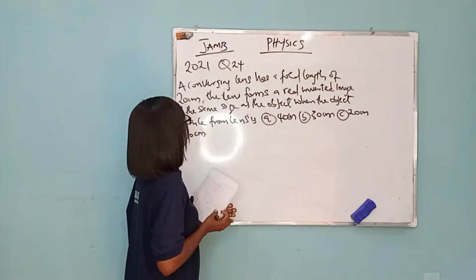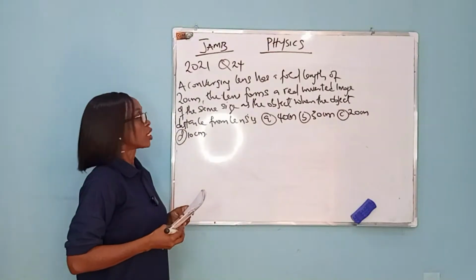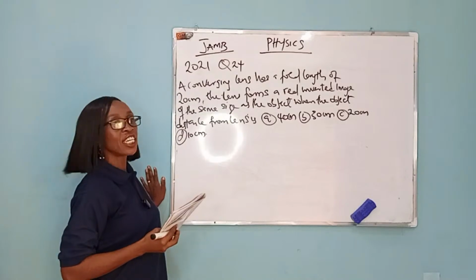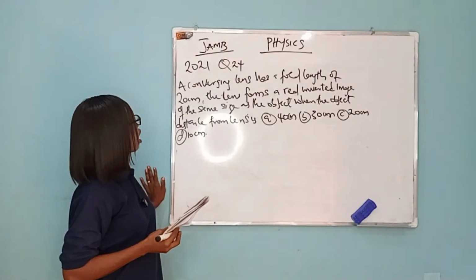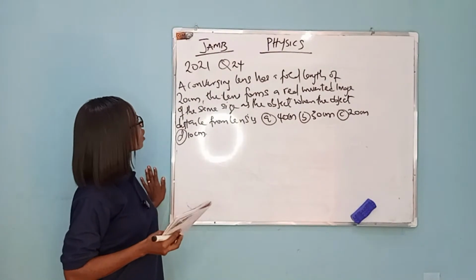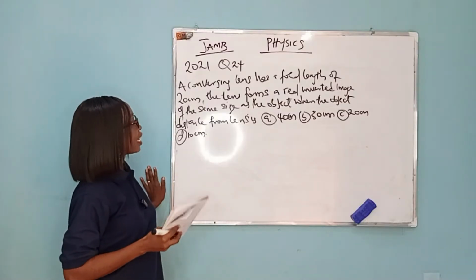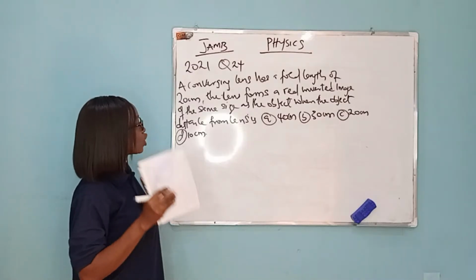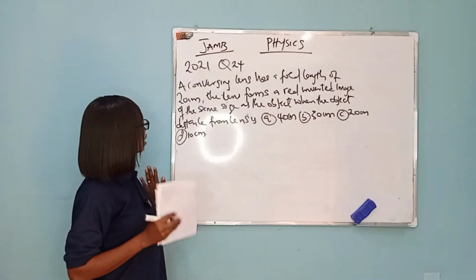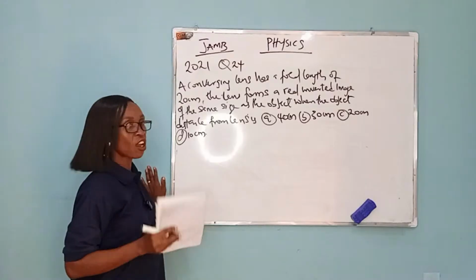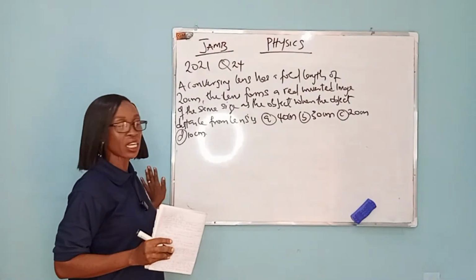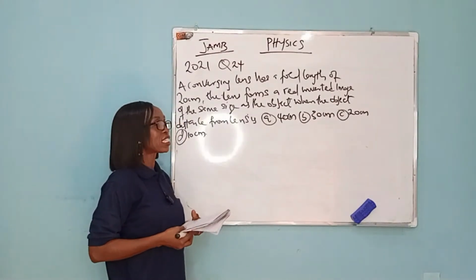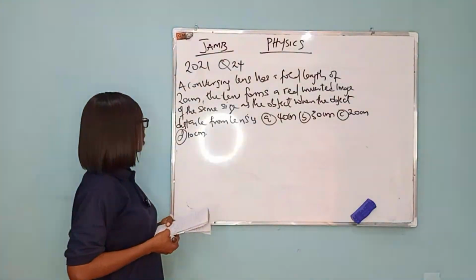Okay? Now, I read the question again. Question number 24 in the year 2021. A converging lens has a focal length of 20 centimeters. The lens forms a real inverted image of the same size as the object when the object distance from the lens is, option A, 40 centimeters, option B, 30 centimeters, option C, 20 centimeters, and option D.